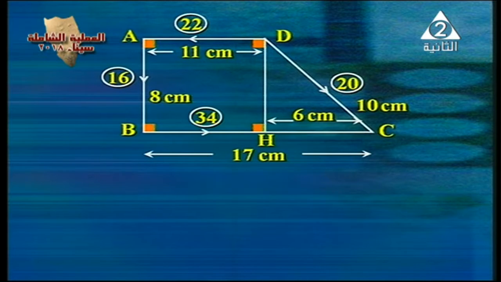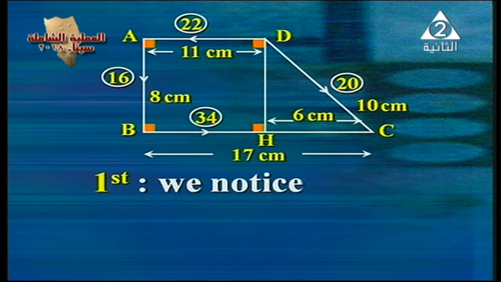Dear student, we have ABCD as a trapezium. Look at BC is 17 cm, AD equals 11 cm. If we draw DH perpendicular to BC, then BH is 11 cm, but HC, the remainder from 17, is 6 cm.